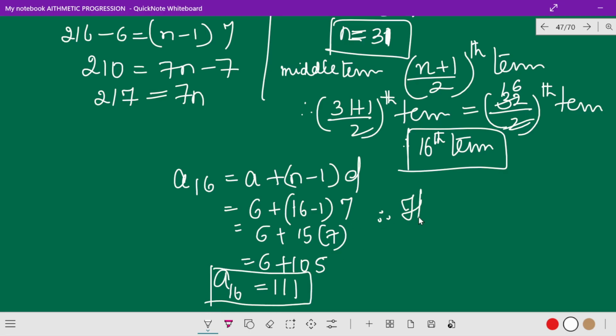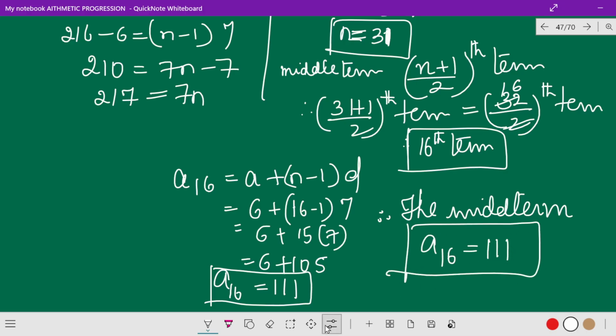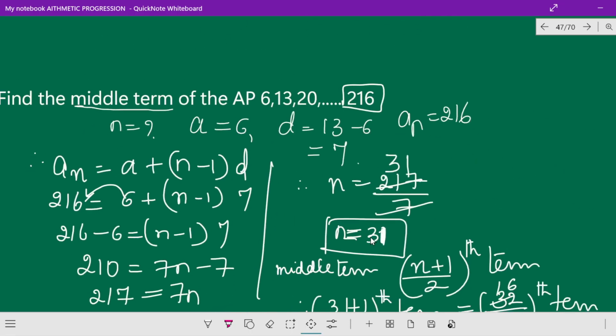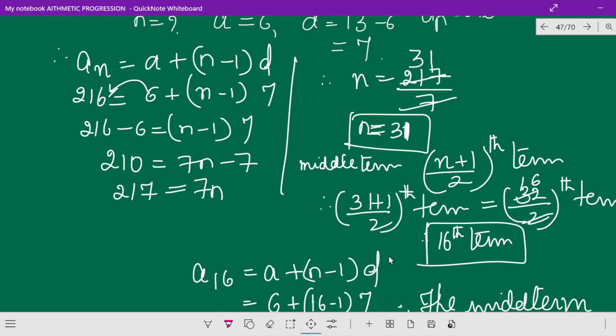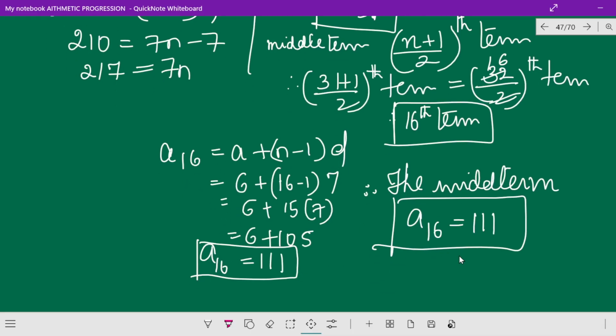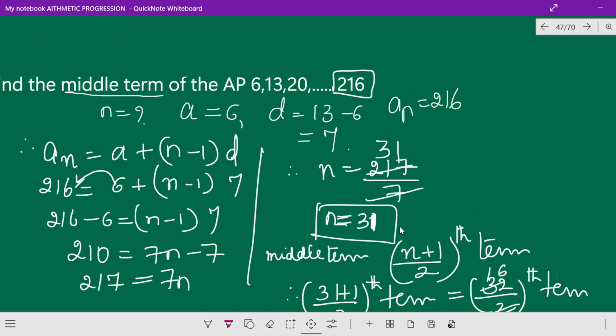Therefore, the middle term A16 is equal to 111. Okay. Find the middle term. So first of all, the 16th term is the middle term, and hence the A16 we found is 111.